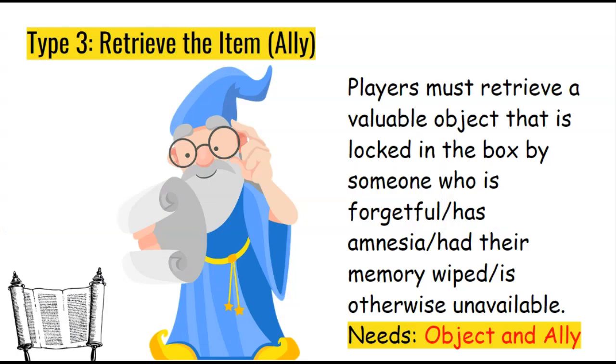Breakout type number 3 is called Retrieve the Item Ally. Players must retrieve a valuable object that is locked in the box by someone who is forgetful, has amnesia, has their memory wiped, or is otherwise unavailable. For this type of breakout, you're going to need an object and you're going to need an ally.